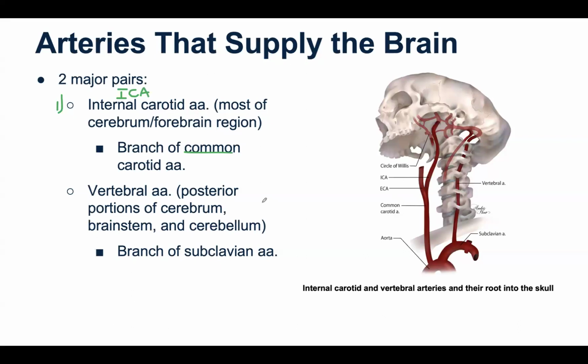Eventually, it makes its way to the base of the brain and will be important in terms of the anterior circulation of the brain, so most of the cerebrum. The vertebral arteries are the other main arteries that supply the brain, and these arteries will serve the more posterior portions of the brain, such as the brainstem and cerebellum, and also the posterior most portions of the cerebrum. This is going to be a branch of the subclavian artery near the clavicle.